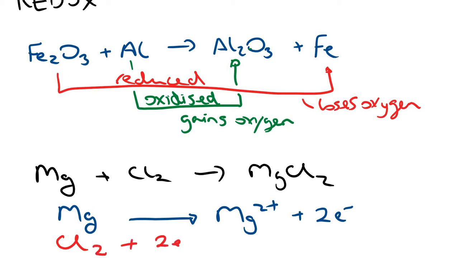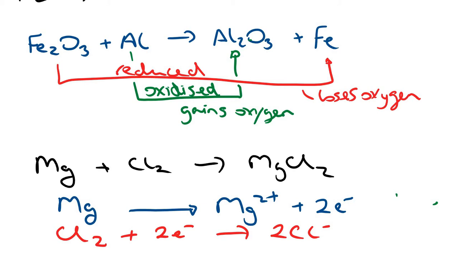Chlorine will gain 2 electrons to become chloride ions, because if we think about it, magnesium chloride just exists as magnesium Mg 2+ ions and chloride ions Cl-. It just so happens that there are 2 chlorides for every magnesium in the structure. Because the magnesium has lost 2 electrons, oxidation occurs here. And because chlorine gains 2 electrons, reduction occurs here.